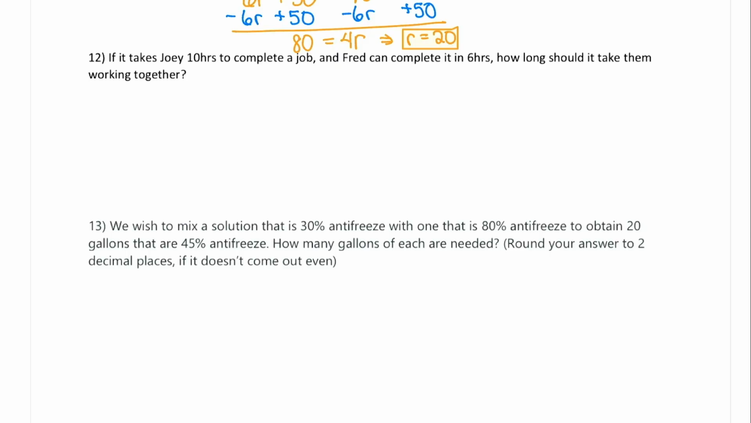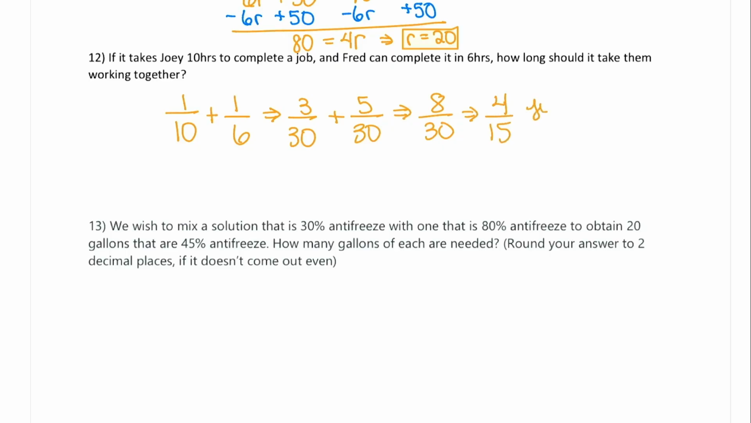Let's work through a mixed rate problem. So it takes Joey 10 hours to complete a job, so his rate is going to be 1 job for every 10 hours. Fred can complete the same job in 6 hours. So what we're going to do is add those together. We can get a common denominator here, so it's going to be 3 over 30 plus 5 over 30, which works out to be 8 over 30, and that simplifies to 4 over 15ths. And this is 4 jobs in 15 hours.